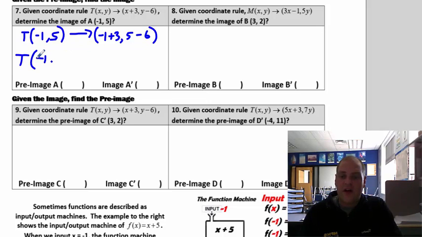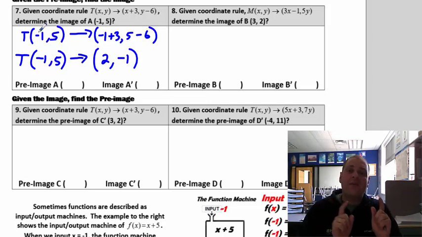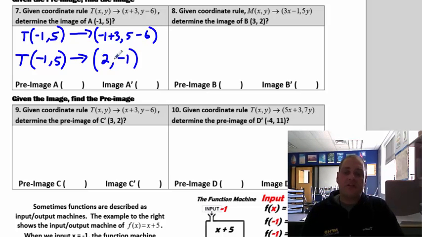T of (-1, 5) maps to -1 plus 3 is 2, and 5 minus 6 is -1. So what this transformation does, this function, takes the point (-1, 5) and moves it to (2, -1). Start with (-1, 5), ending with (2, -1). So the preimage was (-1, 5), and the image was (2, -1). I hope we understand that.